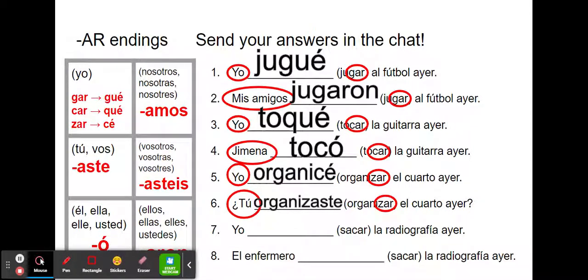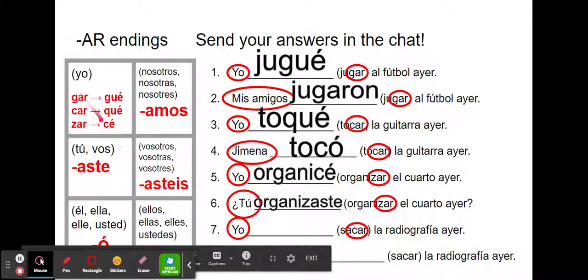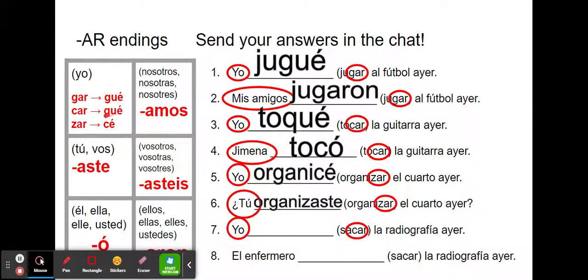Organizaste. Number 7. Yo sacar la radiografía ayer. I took the x-ray yesterday. So this is a CAR verb. We see that. And it's in yo form. So we see that for a CAR verb, our yo form ending is QUE. So that means that my answer would be saqué. Yo saqué la radiografía ayer.